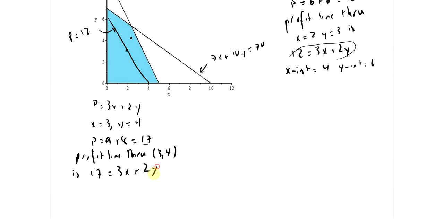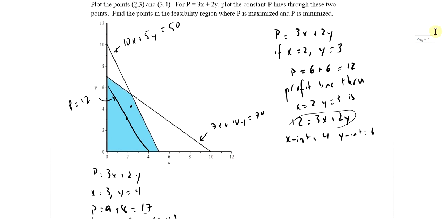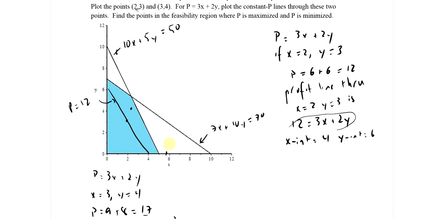What does that look like? Well, that line has an x-intercept of 17 over 3, which is just shy of 6, 5 2/3, and a y-intercept of 17 divided by 2, which is 8.5. It goes to that point. So there is your profit equals 17 line. These two lines are parallel.